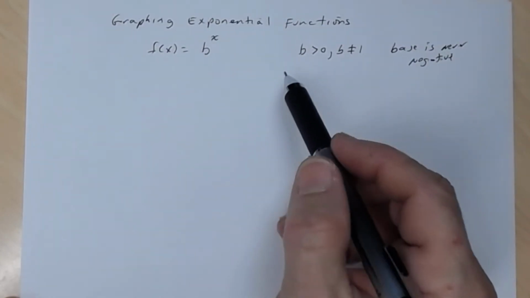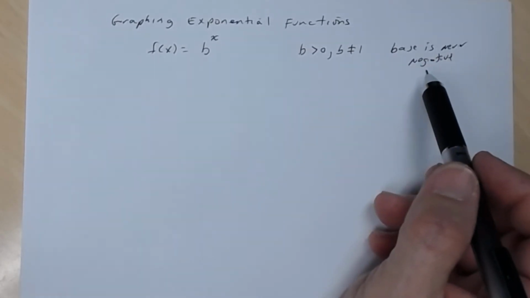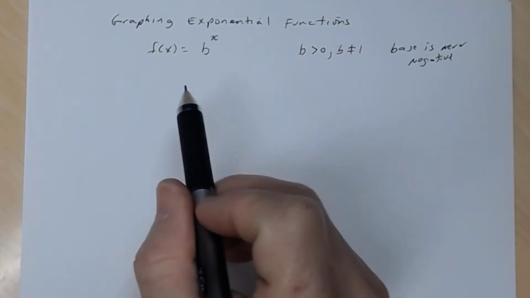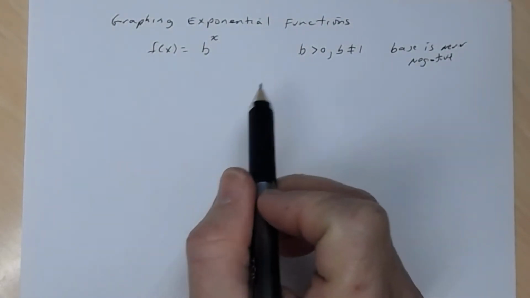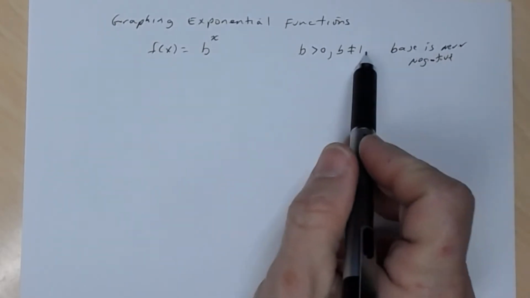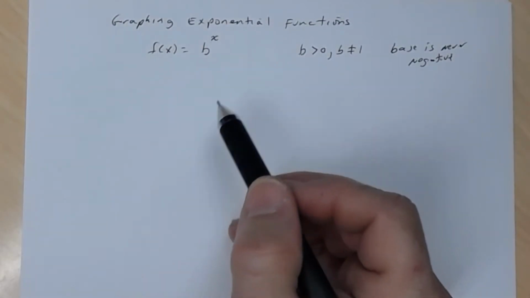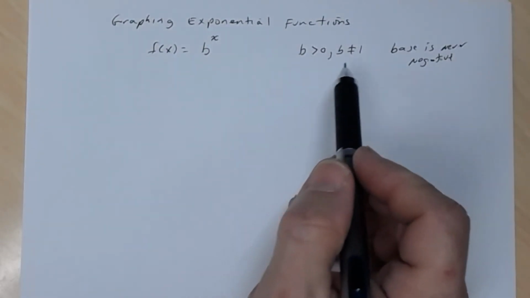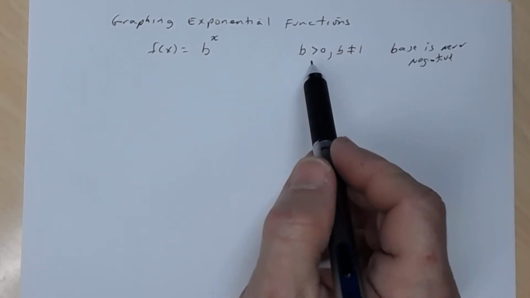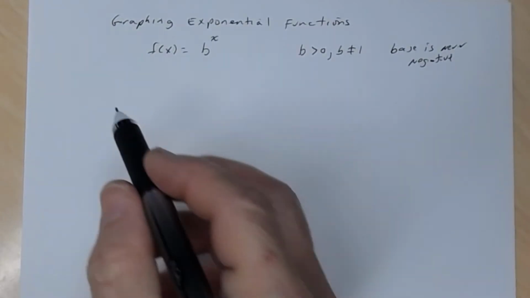As you go through this, you'll see why the base cannot be 1 and why the base cannot be negative, because the graph of an exponential function has a certain shape, and if the base was any of these, it would no longer be that shape. So in order to get the shape that you're going to see, we define the base to be one of these. The base must be positive, and it cannot be 1. Okay? All right, so let's look at an example.